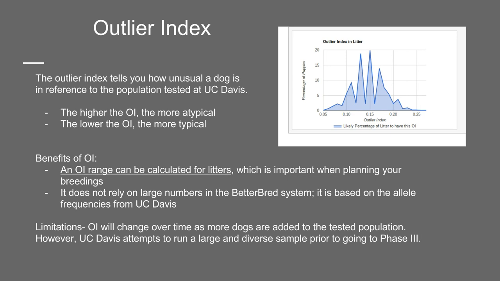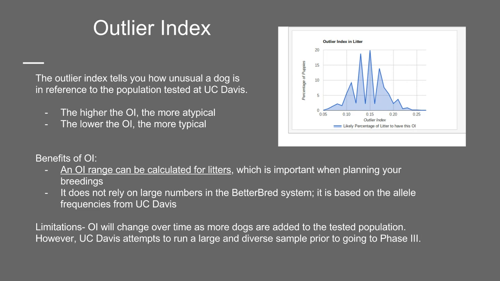So what's the limitation? It's not necessarily a limitation, but it will change over time as more dogs are added to the tested population. And as we breed and select for higher OIs in our puppies, we will be redistributing the genetics, the OI for our breed will change and the OI for our dogs will change. And that's really what our goal is. We want to redistribute the genetics that we have retained in our breeds over time. So it will be a measurement that will change with time.